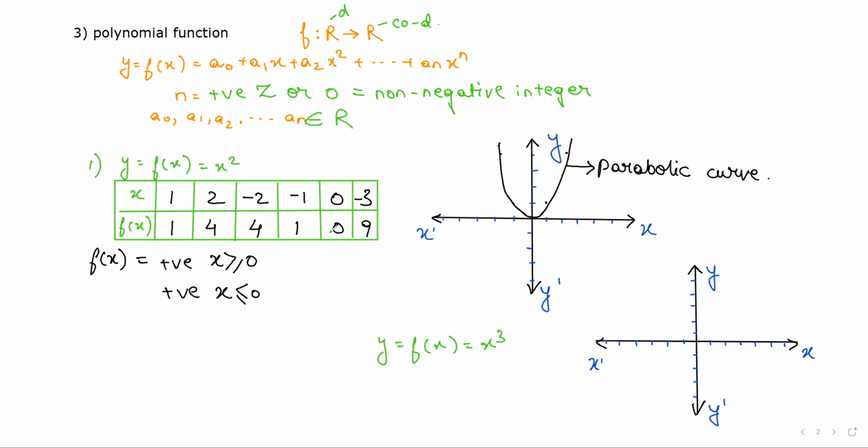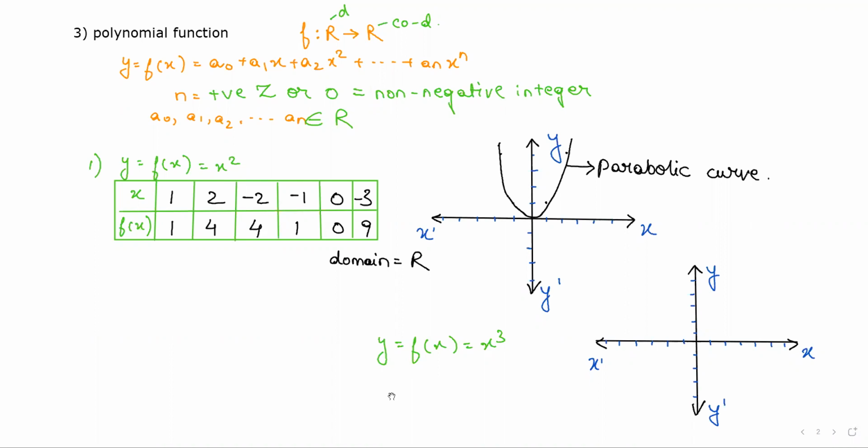What is the domain and range? You can place infinite values of x over here. So your domain is equal to R, the real values. What would be your range? And what would be your codomain?